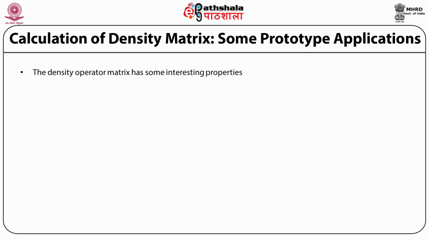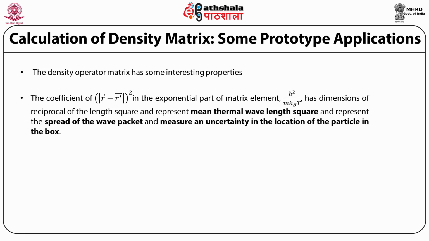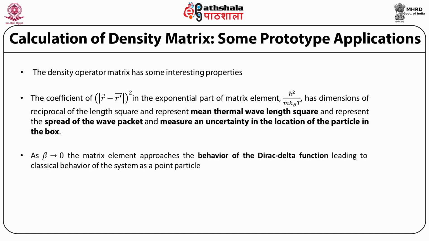The density matrix operator has some other interesting properties as well. The coefficient of the modulus square of r minus r dash in the exponential part of the matrix element, h bar square upon m k B T, has dimensions of the reciprocal of length square and represents the mean thermal wavelength square, which further represents the spread of the wave packet and measures an uncertainty in the location of the particle in the box. As beta approaches 0, the matrix element approaches the behavior of a Dirac delta function, leading to classical behavior of the system as a point particle.